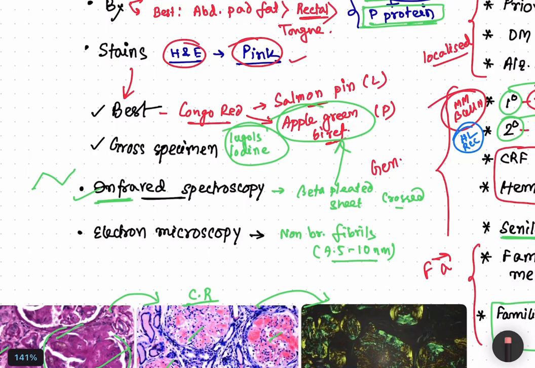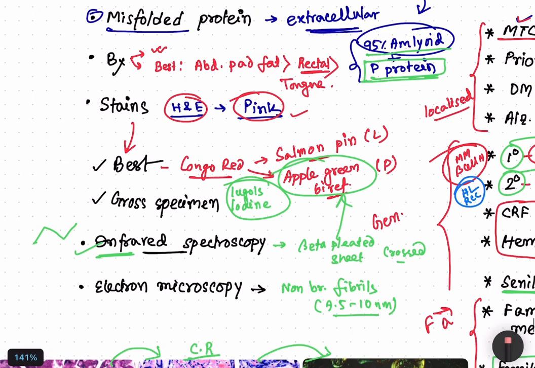Other stains are also there. PAS stain can give rise to a magenta colored appearance. Also we can use thioflavin S and thioflavin T, those are immunofluorescent stains. Also we can use methyl violet or crystal violet, those are metachromatic stains. These are all non-specific stains. The specific ones are mentioned.